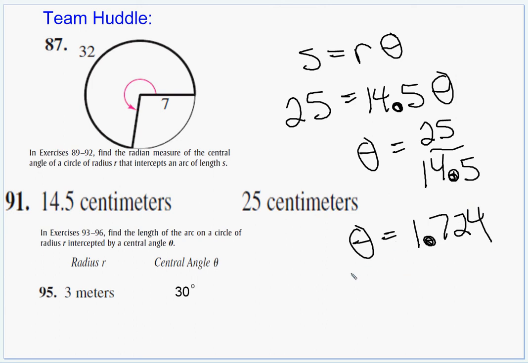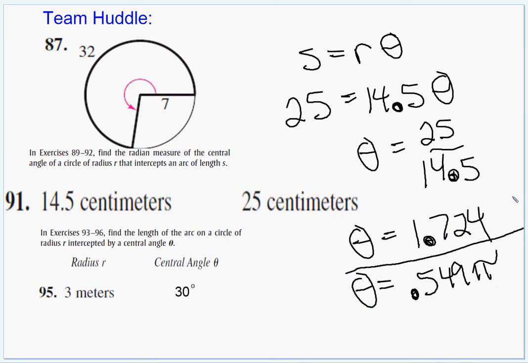Now, one way we could turn this into a radian angle with pi in it, is to divide this decimal by pi. And I'm just going to divide that by 3.14. And we could write this angle also as 0.549 pi radians. So here's our angle in rads without a pi. If we divide that decimal by pi, here's our answer with a pi in it.